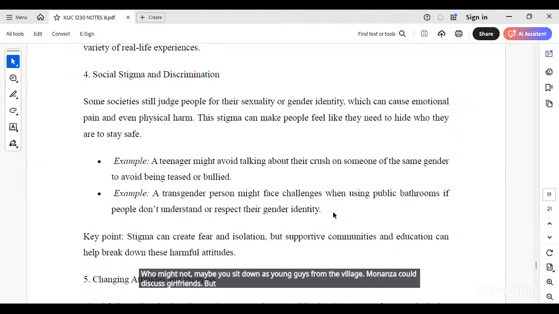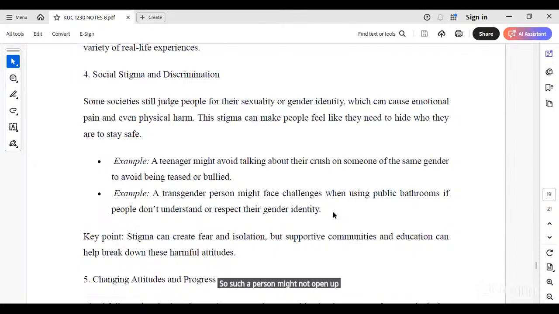The reality ni kwamba si ati anaficha girlfriend, labda yeye ako na mwanaume as a friend. So such a person might not open up because of stigma, because of being teased, kuchekelewa. Okay. They might not open up just because of that. Even in public places, unaona choo wameweka mwanaume, mwanamke.